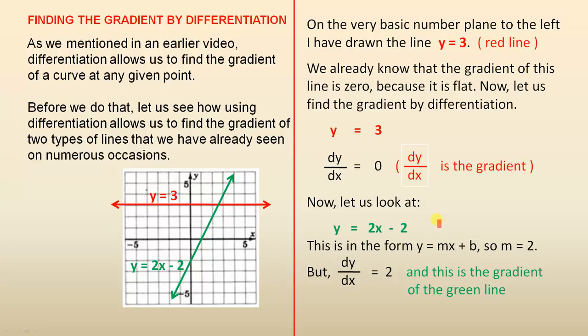Now let us look at y equals 2x minus 2. So here is the green line, which is y equals 2x minus 2. This is in the form y equals mx plus b, so m equals 2. From our earlier work we know that if an equation is in that form, then here is the gradient, m equals 2. But dy/dx equals 2. So if we differentiate this function, dy/dx equals 2, and this is the gradient of the green line.